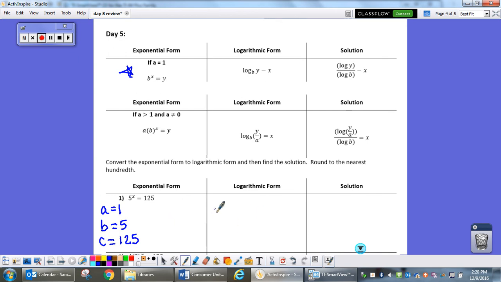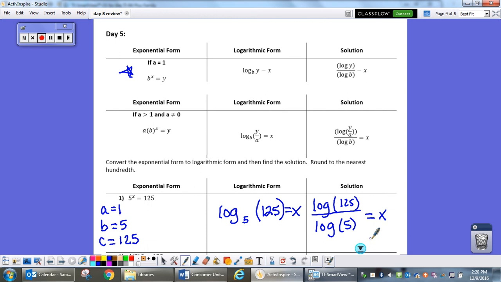So your log form would be log to the base 5 of 125 has to equal x. And what you would plug into your calculator would be the log of 125 divided by the log of 5. That's going to give us x. And x equals 3, because 5 to the 3rd is 125. Imagine that.